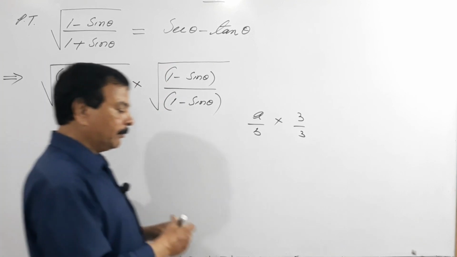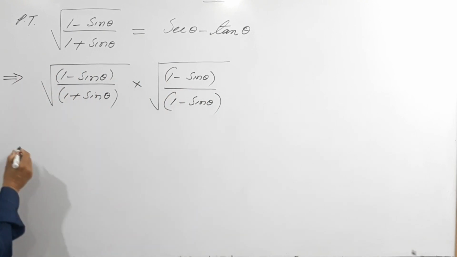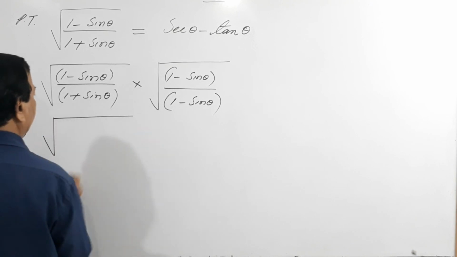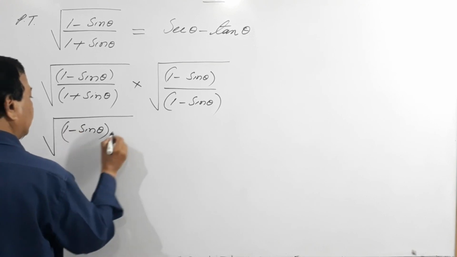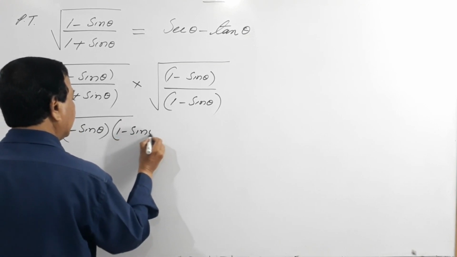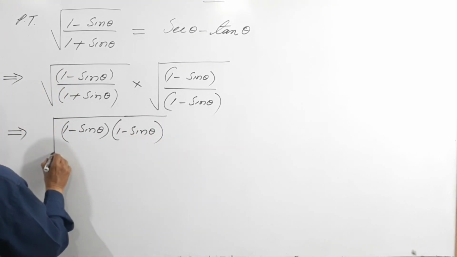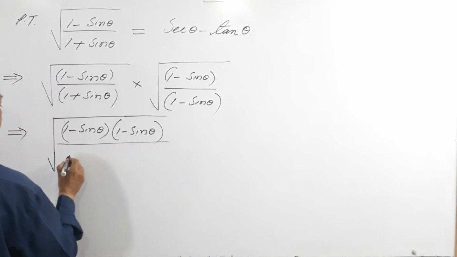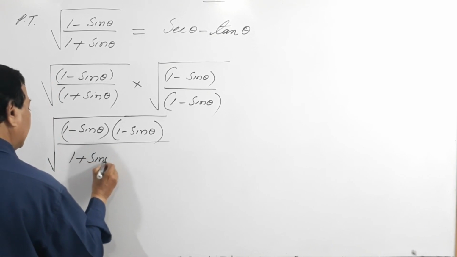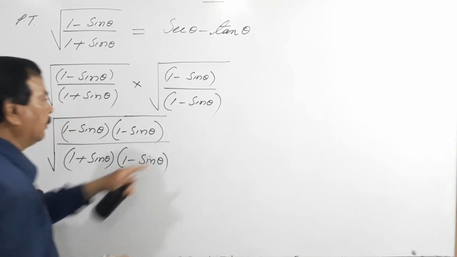So what will this become? I'll rub this. This is equals to under the root 1 minus sin theta into 1 minus sin theta, divided by 1 plus sin theta into 1 minus sin theta, because of this.